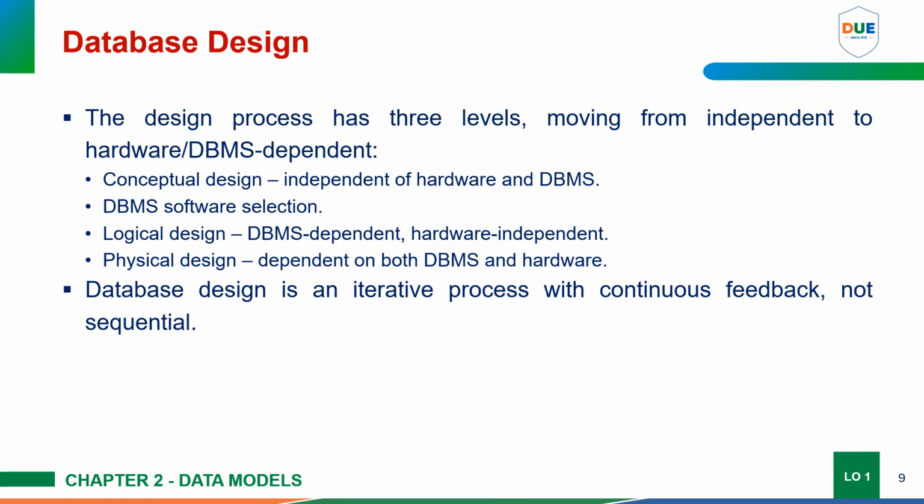The second phase is database design, and this is where the levels of design come in. The design process moves through 3 levels, going from independent of the technology to fully dependent on it. We begin with conceptual design, which is independent of both hardware and DBMS. Then we select the DBMS software. Next comes logical design, which depends on the type of DBMS but not on the hardware. And finally physical design, which depends on both the DBMS and the hardware. As with the whole life cycle, design is iterative, with continuous feedback rather than a single straight path. We will return to each of these levels in more detail shortly.